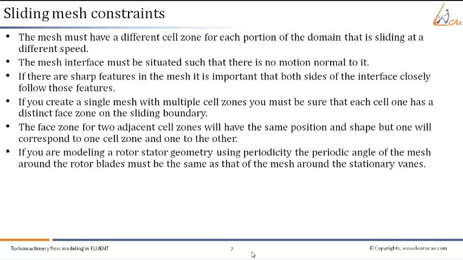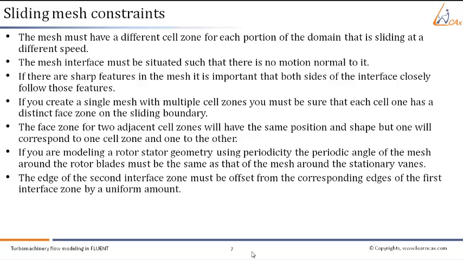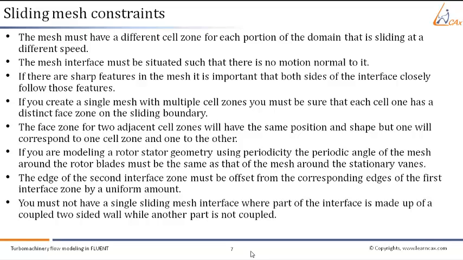If you are modeling a rotor stator geometry using periodicity, the periodic angle of the mesh around the rotor blades must be the same as that of the mesh around the stationary vanes. All periodic zones must be correctly oriented before you create the mesh interface. The edge of the second interface zone must be offset from the corresponding edges of the first interface zone by a uniform amount. Some portion of the two interface zones must overlap. The non-overlapping portions of the interface zones must have identical shapes and dimensions at all times during the mesh motion. One pair of the conformal periodic zones must be adjacent to each of the interface zones.